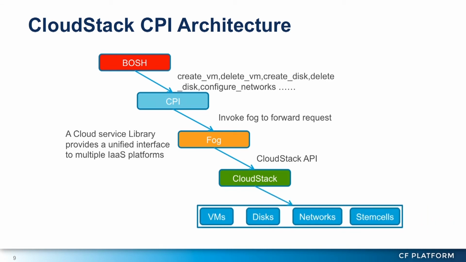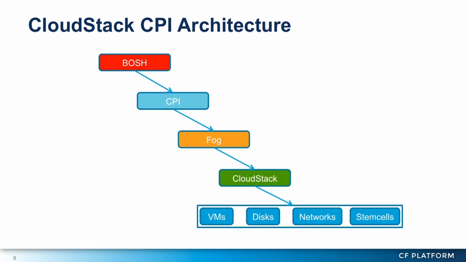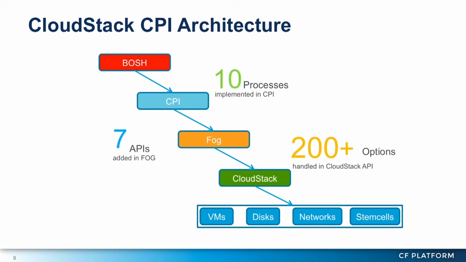So to build the CPI for CloudStack, we did these. We implemented the 10 procedures that are specified by the CPI interface. Also, we added seven APIs to Fog because Fog is not designed to build CPIs. So it cannot use the advanced network features provided by CloudStack, and we happen to need those features to configure the network for virtual machines. In total, the CPI is responsible for configuring over 200 options of CloudStack.